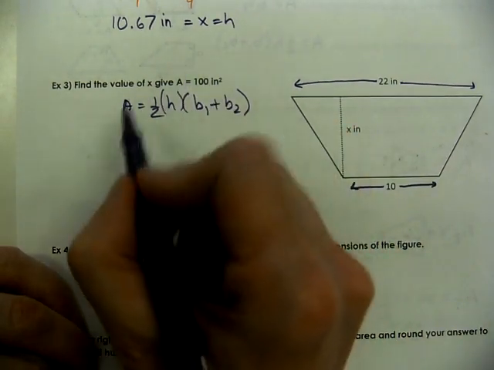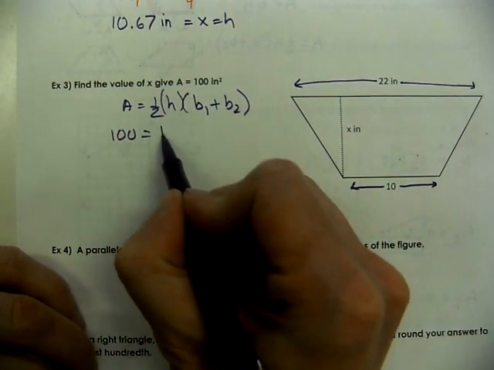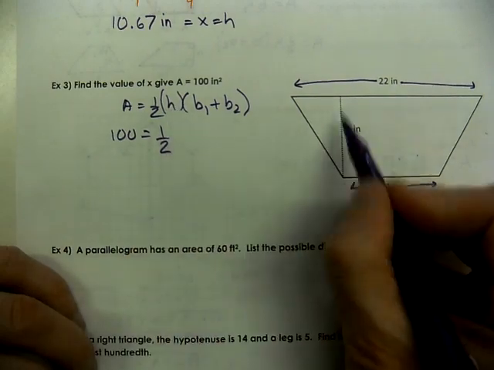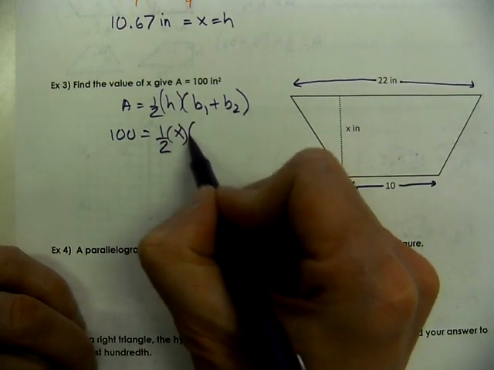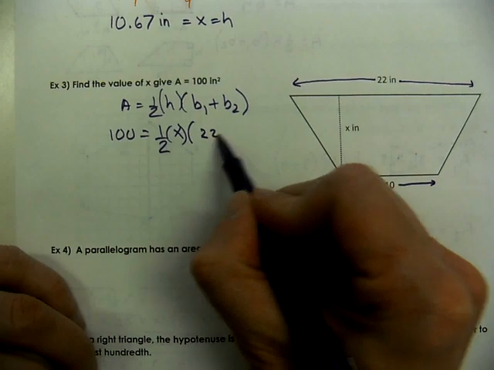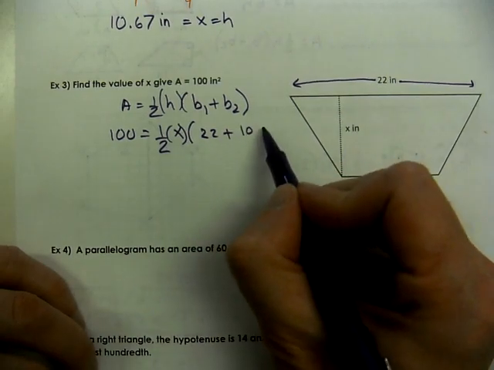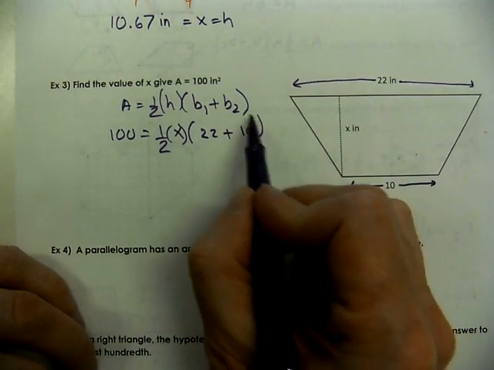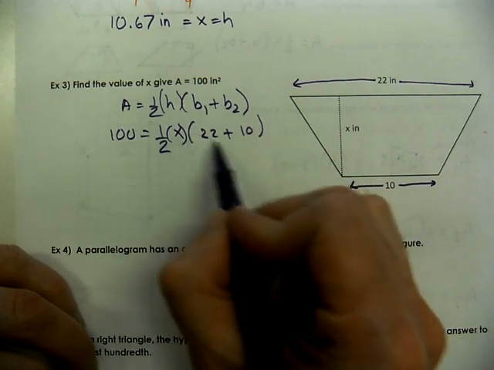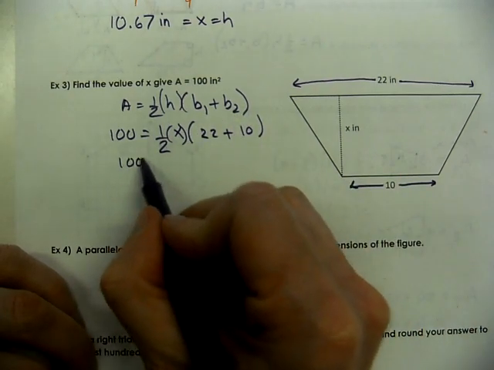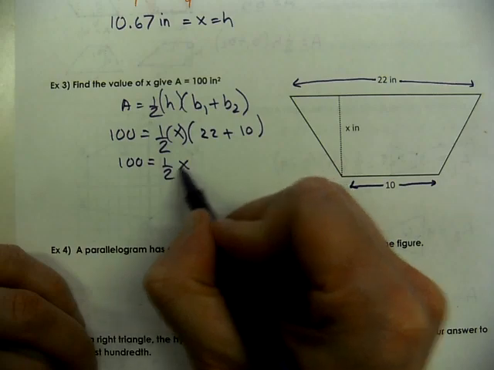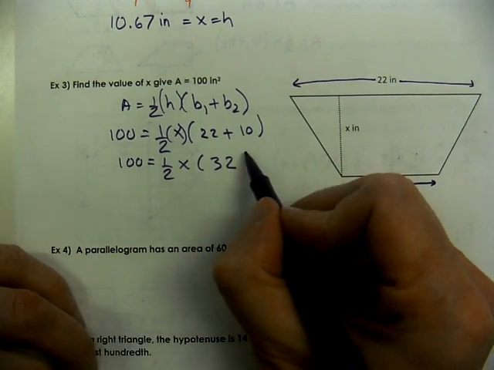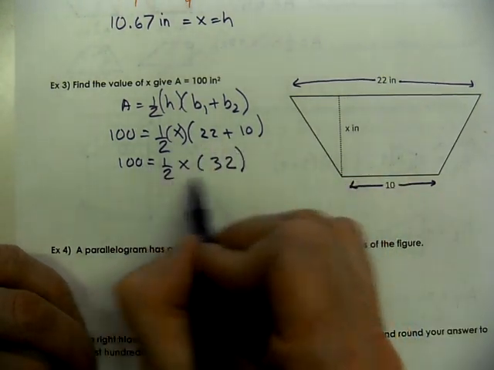So let's plug in what we know. We have 100 for the area. There's the 1/2. The height is unknown. That's our variable. We have a base of 22 and another base of 10. So order of operations says we should add these together first inside the parentheses. And now these are all being multiplied together.